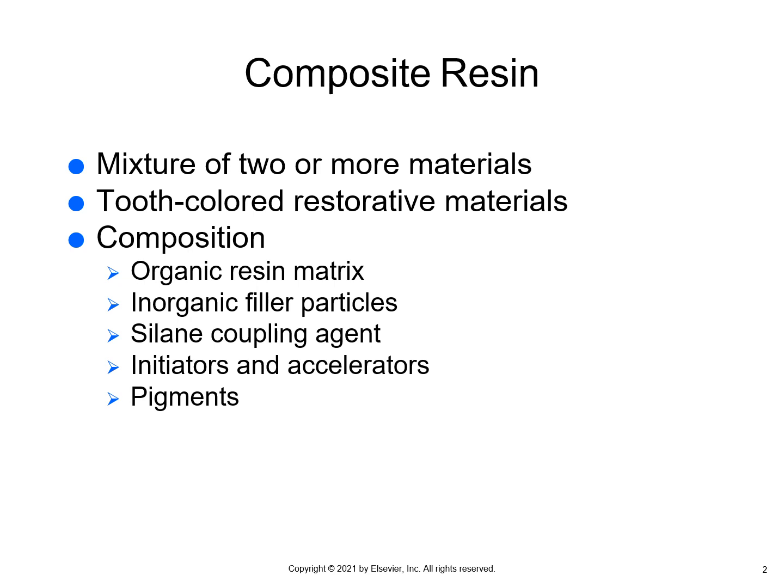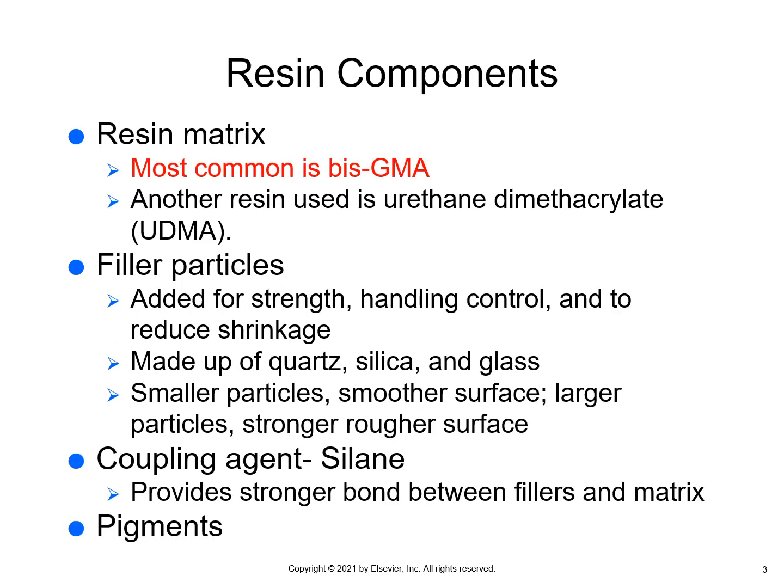The composite resins are tooth-colored restorative materials that have become quite popular today, and their composition is an organic resin matrix. There are inorganic filler particles to give the composite strength. There is a silane coupling agent that sticks all of these components together. There are initiators as well as accelerators that cause this to cure and set. And then the pigments are what give it color. So we're going to break each of those components down.